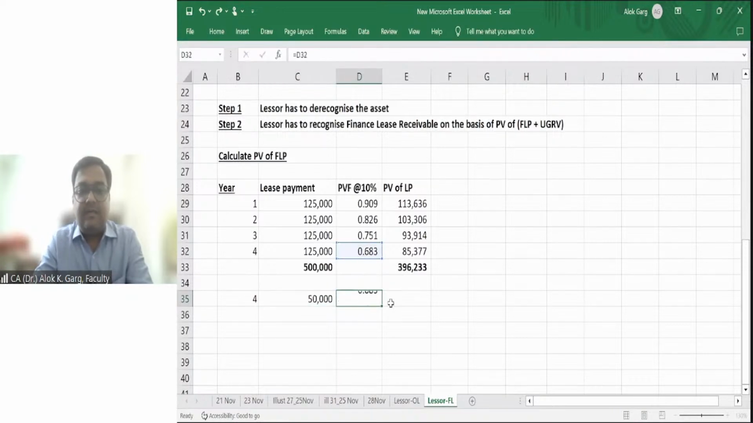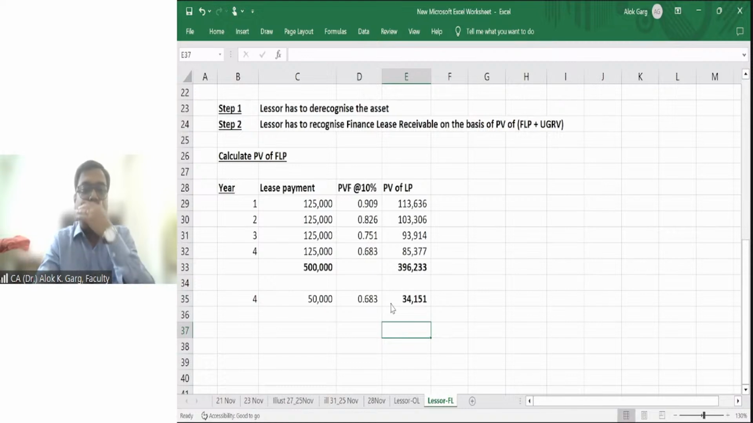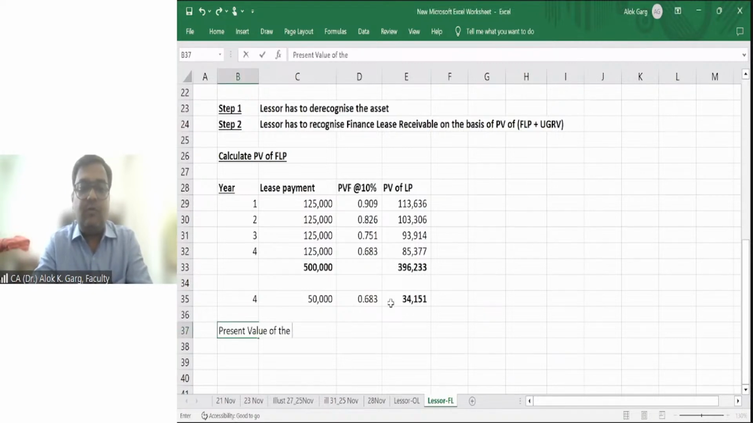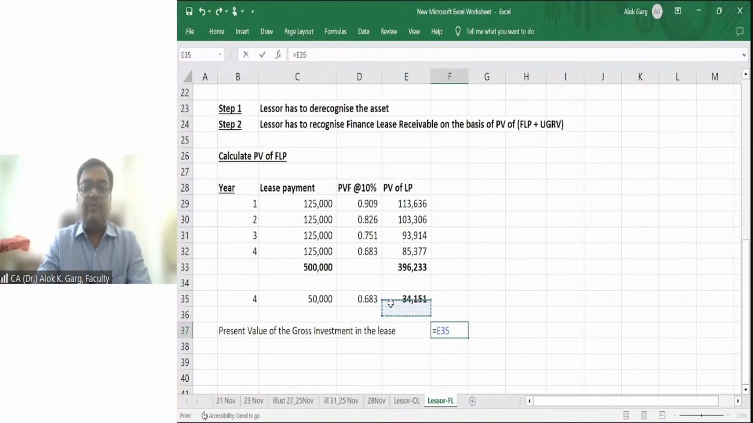And what is the discount rate? Same. Just multiply by this. 34151. What is the present value of the gross investment? This is known as the gross investment in the lease. How much? 396 plus this.